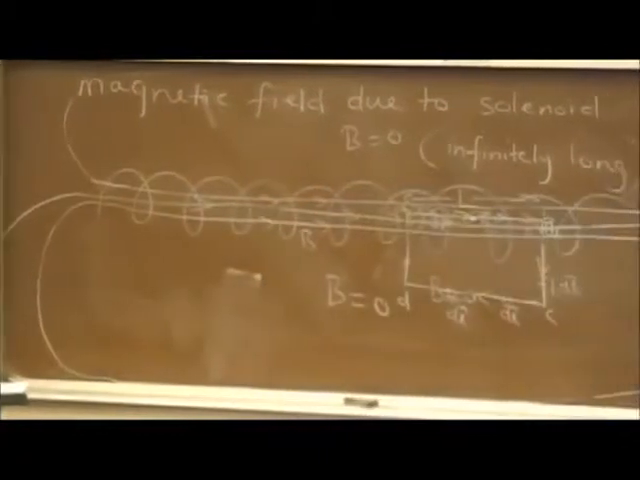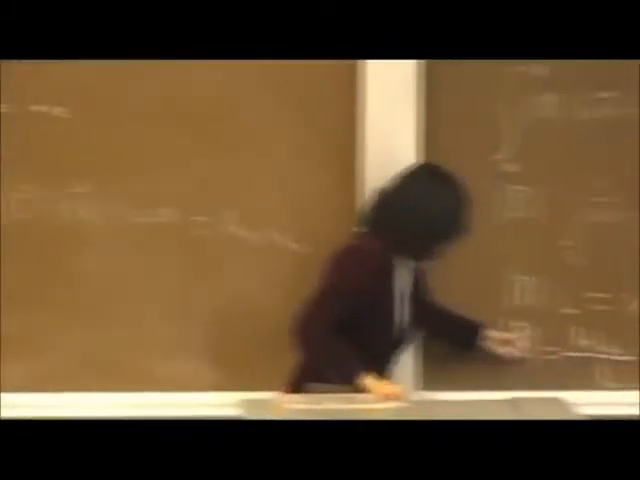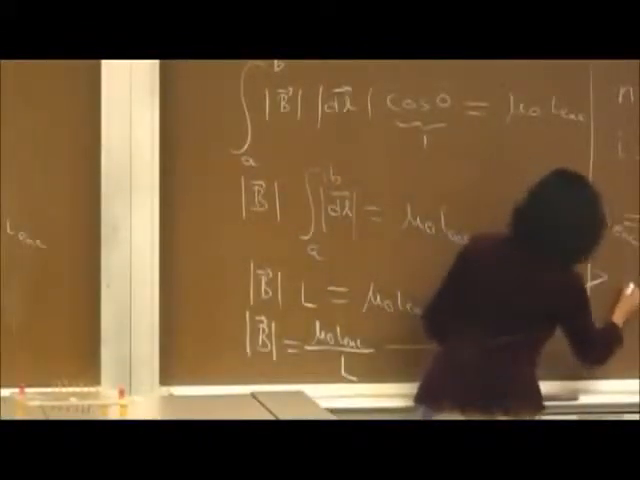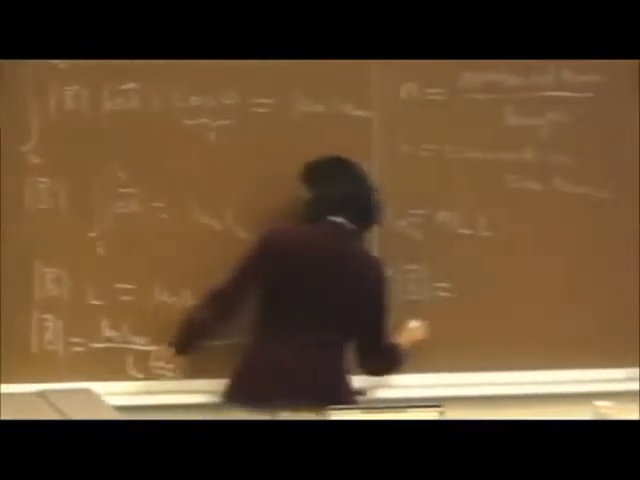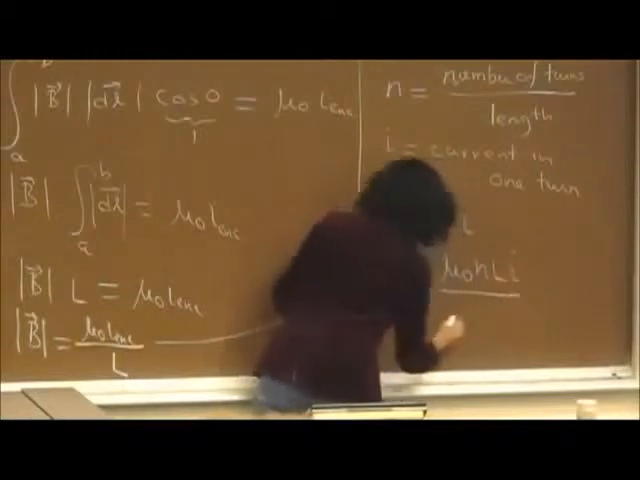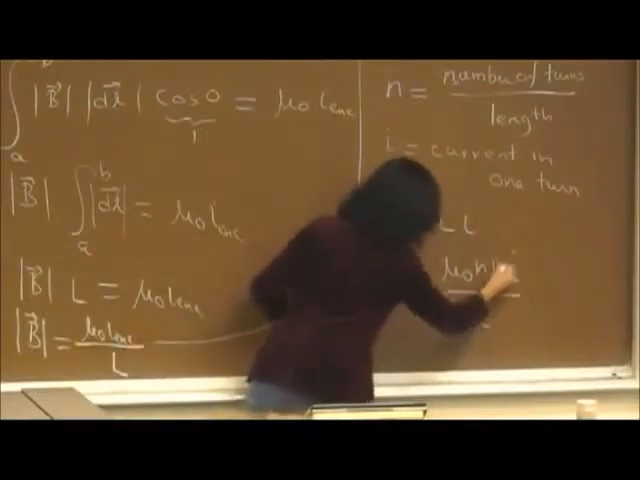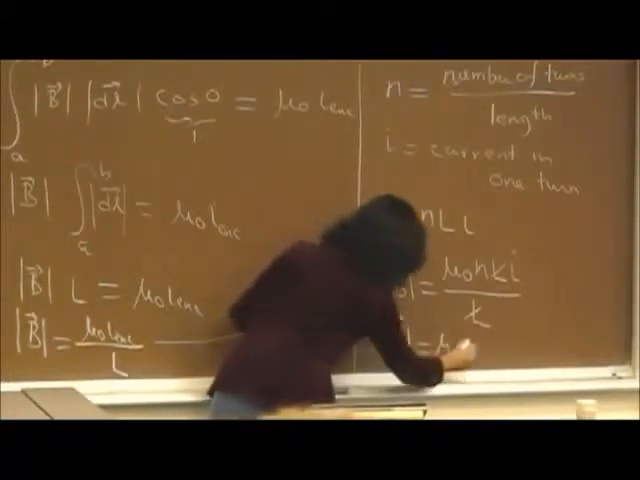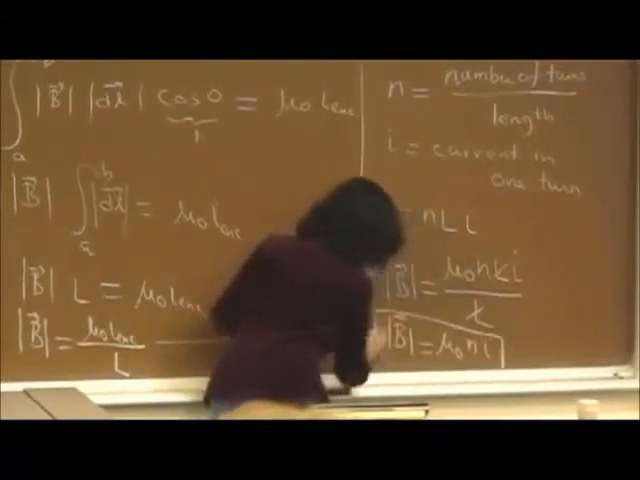Okay, great. So then I can write here, let me use this here, and I can see that B turns out to be mu 0 times n L I divided by L. L and L get cancelled. The magnitude of magnetic field is mu 0 n I. This is the final answer.